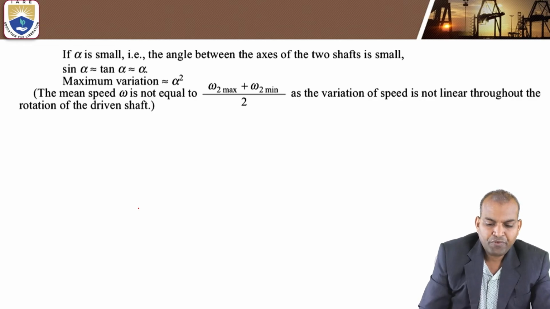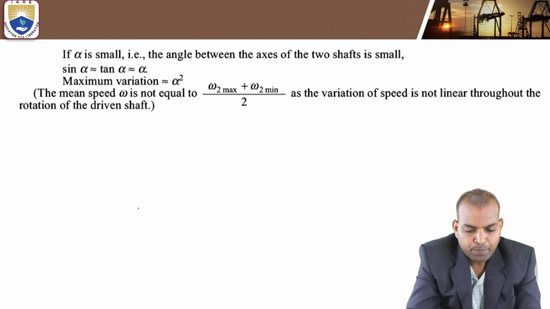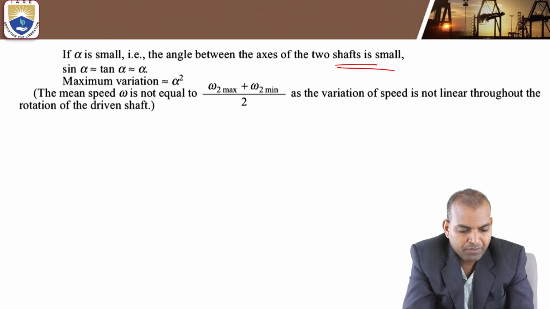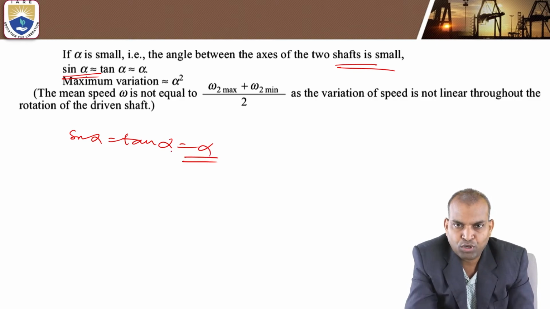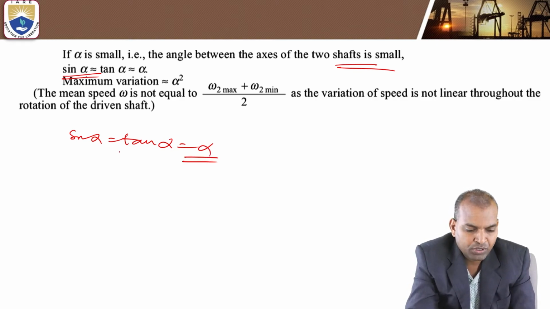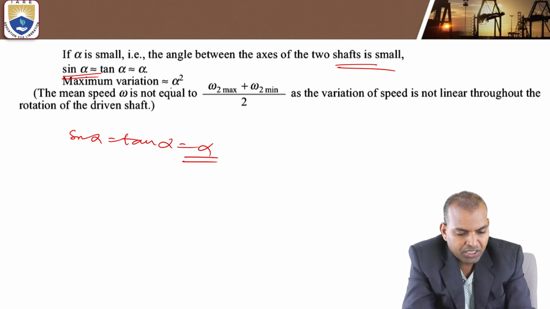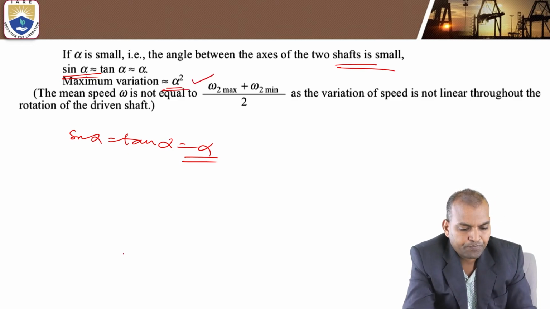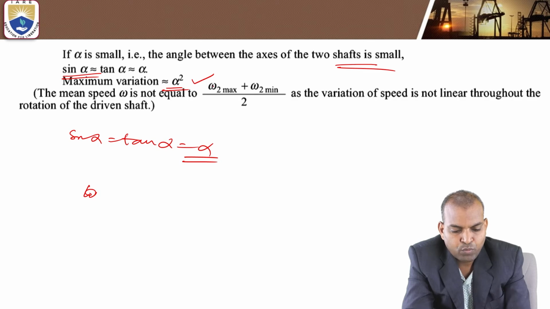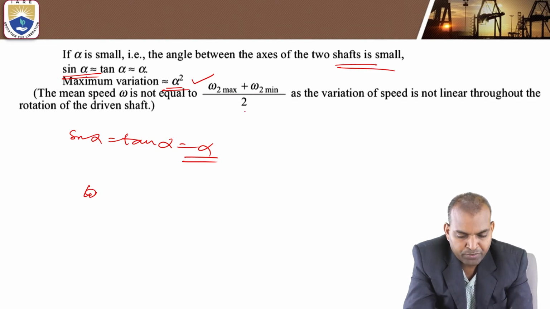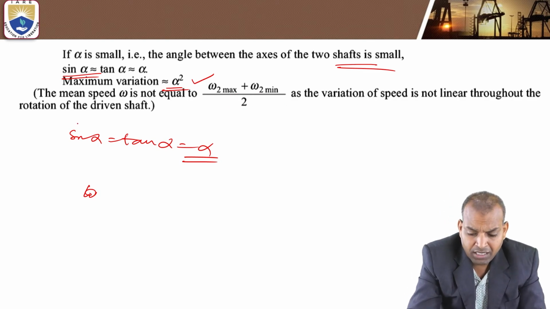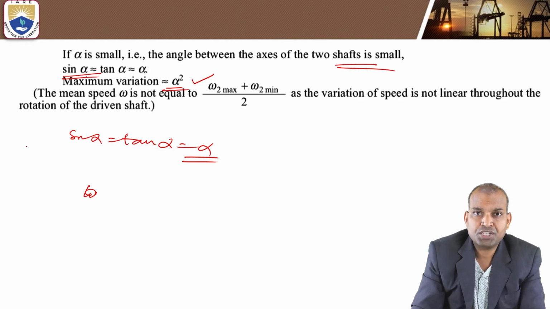Finally, if alpha is small, the angle between the axes of the two shafts becomes small. Then sin alpha equals tan alpha equals alpha. When the angle alpha is very small, sin alpha and tan alpha are both equal, so the maximum variation takes place as alpha square. So what is the mean speed? The mean speed omega is not equal to, very important here, omega 2 maximum plus omega 2 minimum by 2, as the variation of speed is not linear throughout the rotation of the driven shaft.